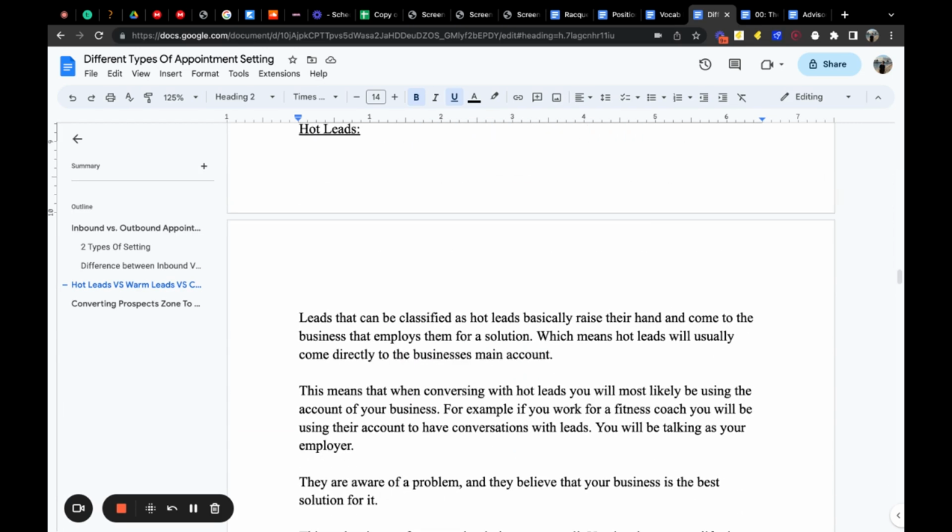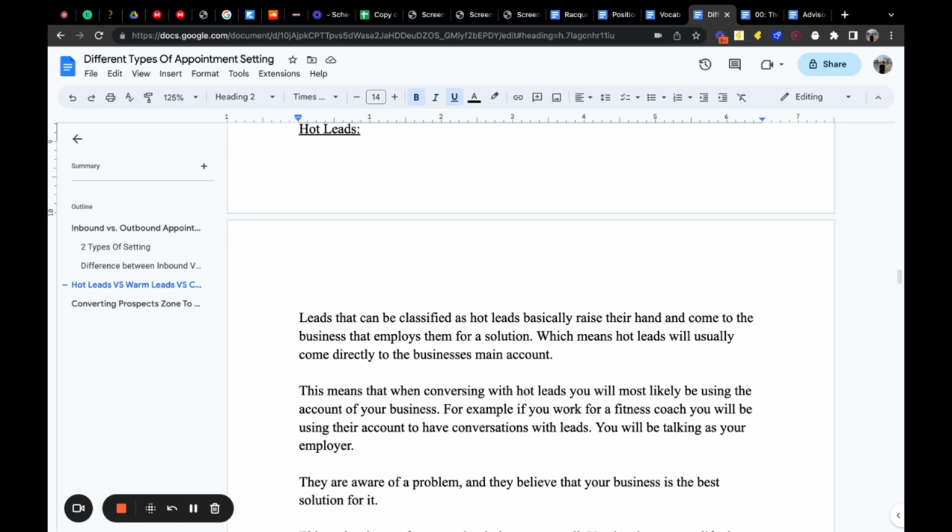So hot leads can be classified as hot because they basically raise their hand and ask to work with the business you're working for. So they basically want to work with you already. It's not just leads who saw your content, maybe saw a few posts from you. These are leads that already trust you enough, and they're basically raising their hand for a call. This means they're hot leads, and they will basically come directly to your main business's account. And again, they're basically ready to buy.